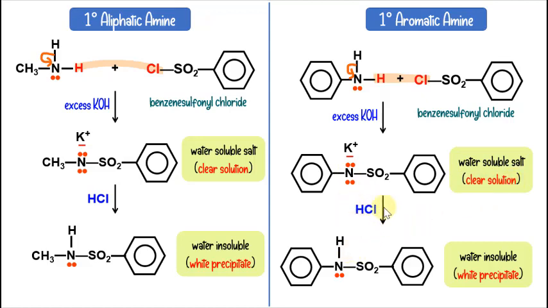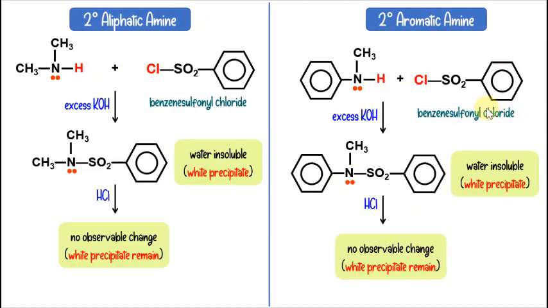Alright, and then when we react with acid, one of the lone pairs on nitrogen will be donated to the H plus of the acid. So bila dia dah buat ikatan dengan H plus ni tadi, we will have a water insoluble, which is a white precipitate form. So sama je dia punya observation.